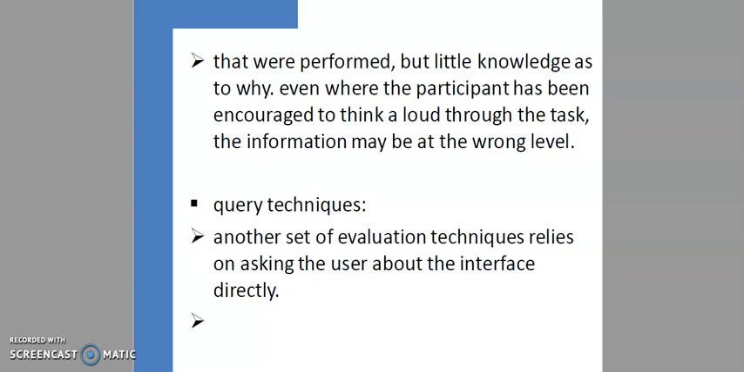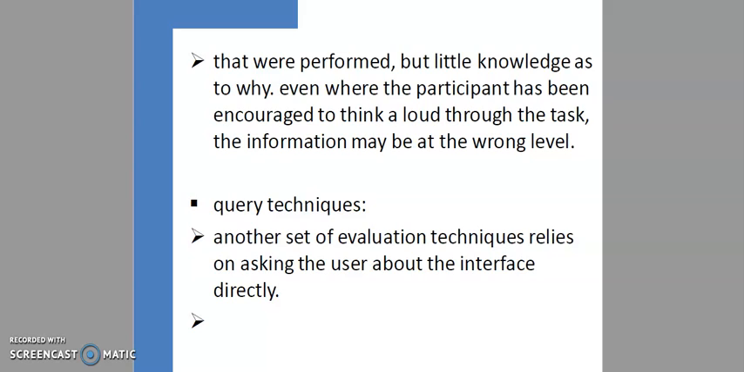The fourth technique is post-task walkthrough. Tasks were performed but there is little knowledge as to why, even where the participant has been encouraged to think aloud through the task. The information may be at the wrong level. So these are the observational techniques: think aloud and cooperative evaluation, protocol analysis, automatic protocol analysis tools, and post-task walkthrough. Next technique is query techniques.